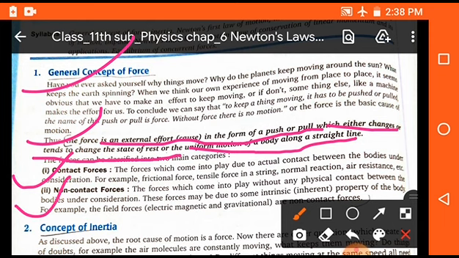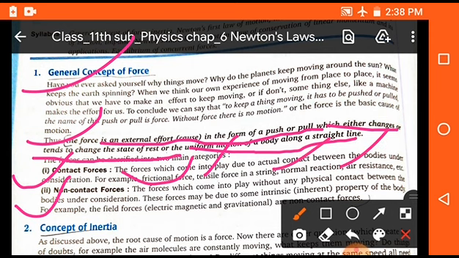First of all, we will discuss contact forces: the forces which come into play due to actual contact between the bodies under consideration. It means that when two bodies are actually in contact, then the force applied by one body on another body is called contact force. Examples of contact forces are frictional forces, tensile forces, normal reaction forces, and air resistance forces.